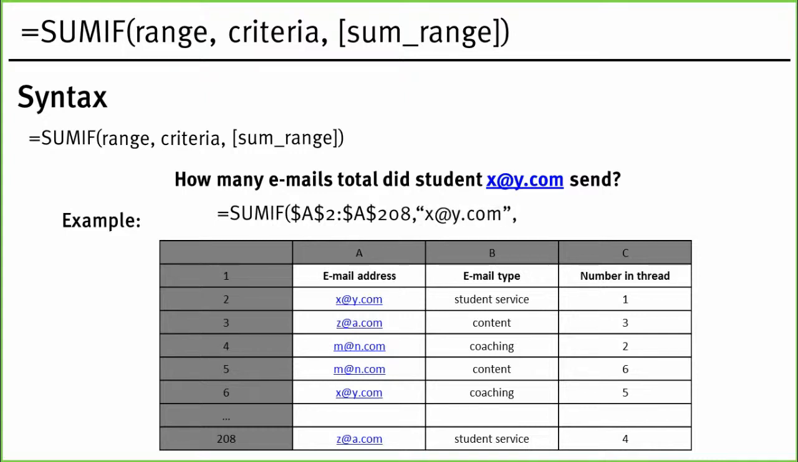So the next thing is the criteria, or what I'm looking for, and I'm looking for the emails coming from student x@y.com. So this ensures that the search is going to look for that specific student email and ignore all the others. And then the sum range here is column C, C2 through C208. So what this formula is going to do is find every instance of x@y.com and add to the sum total the number of emails in the thread in column C.